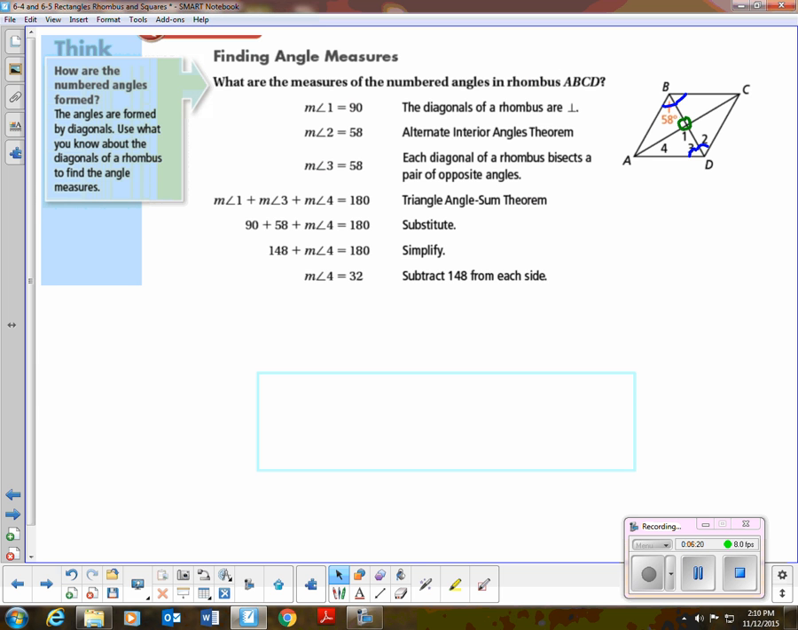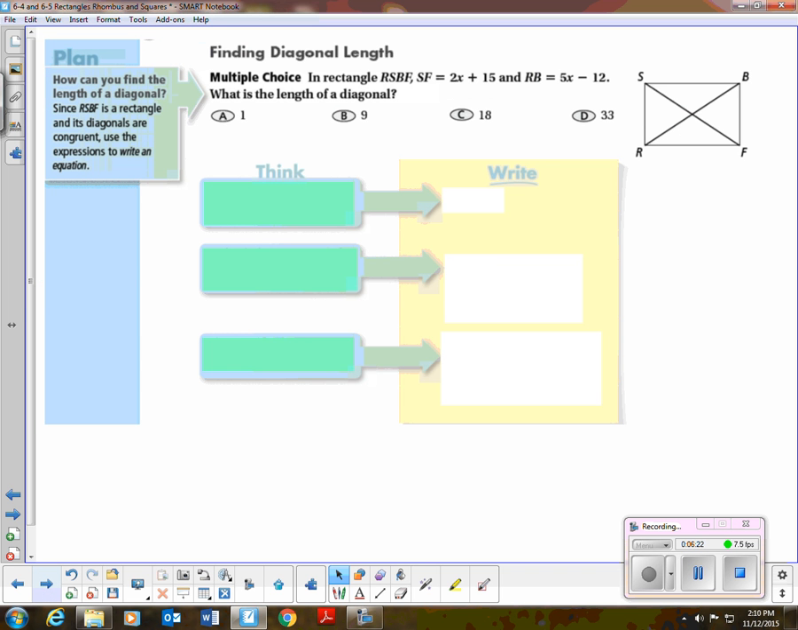Okay. All right, our next problem says here, find the diagonal length. So it says this is a rectangle, okay? And if it's a rectangle, we know that the diagonals are congruent. And so we're going to use that to figure out which one of these is the right answer. So if you want to pause the video and work through this, that'd be great. If you don't know what to do, you can keep the video going and just see how it's done.